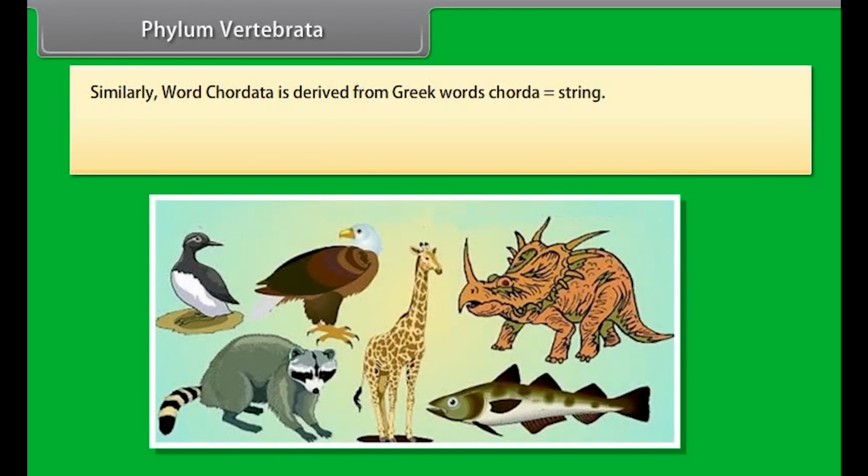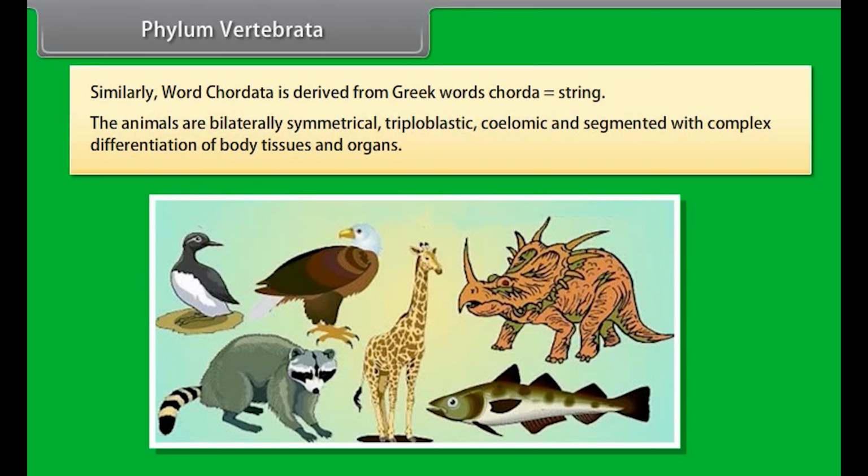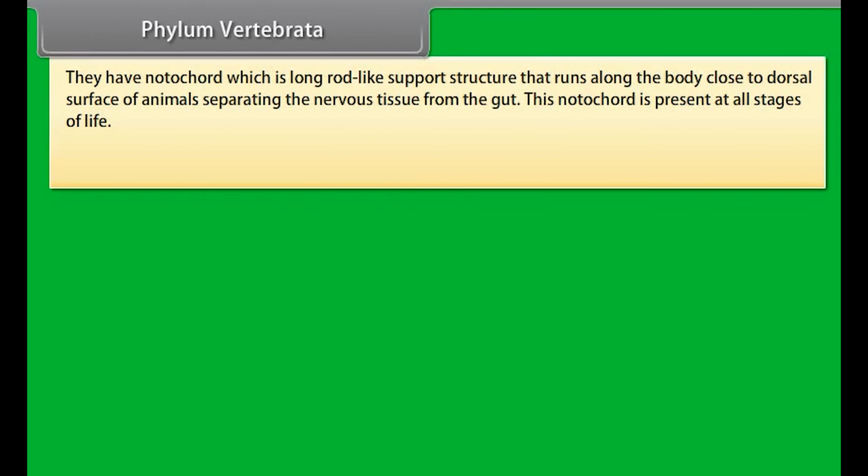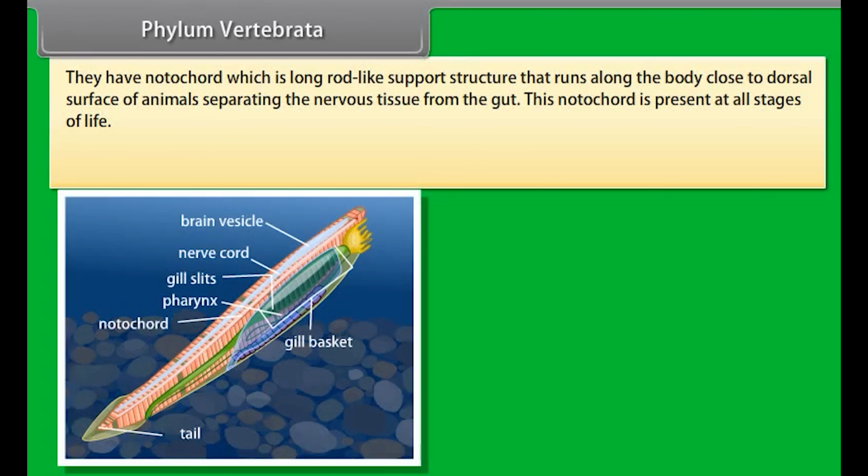Phylum Vertebrata. Similarly, the word chordata is derived from Greek words chorda, which is string. The animals are bilaterally symmetrical, triploblastic, coelomic, and segmented with complex differentiation of body tissues and organs. They have a notochord, which is a long rod-like support structure that runs along the body close to the dorsal surface of animals, separating the nervous tissue from the gut. This notochord is present at all stages of life.